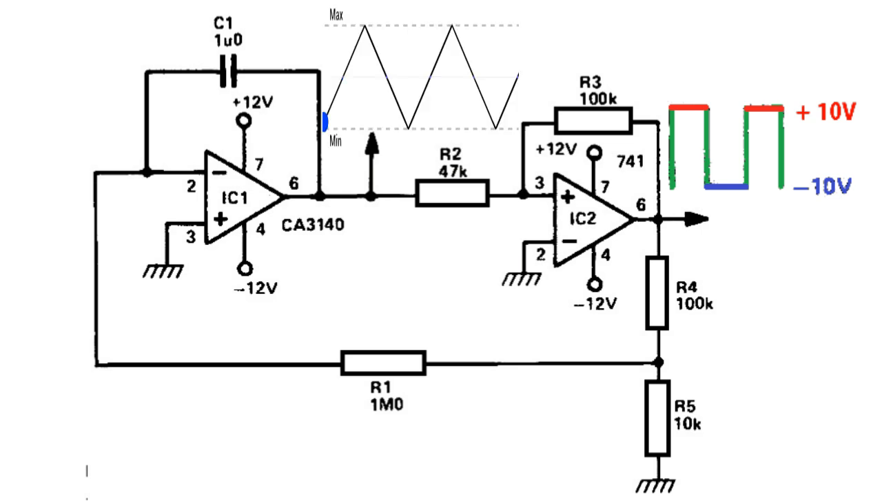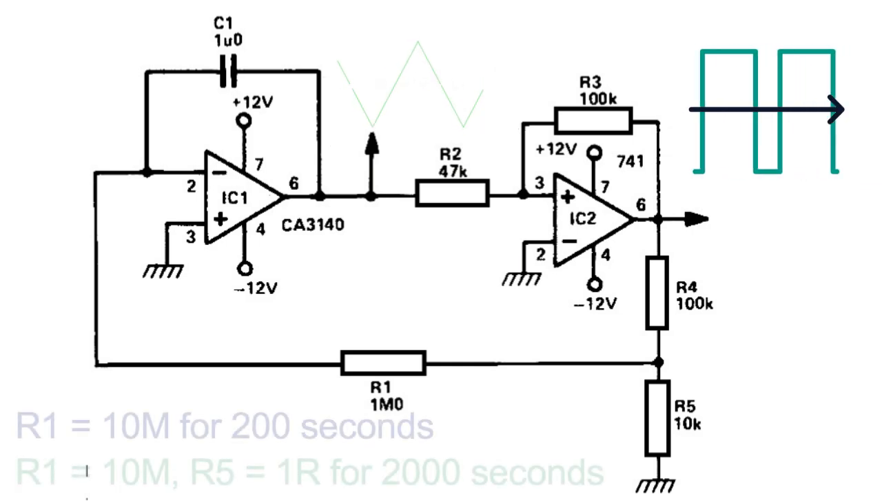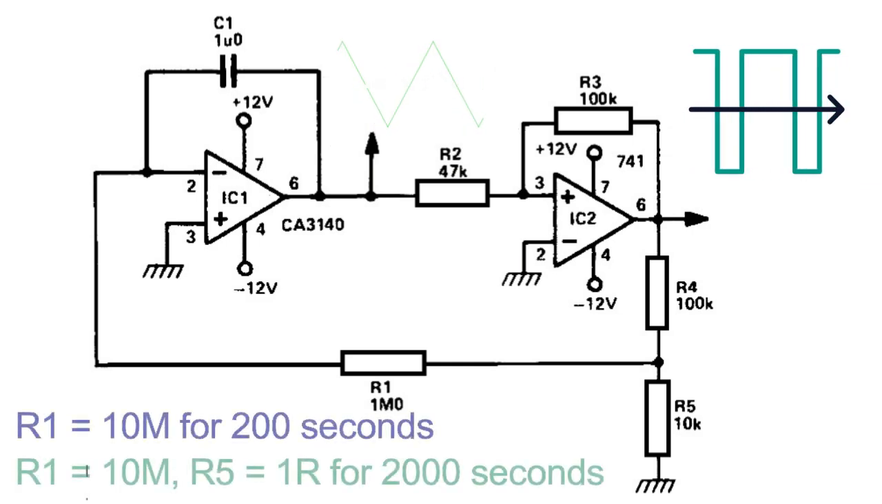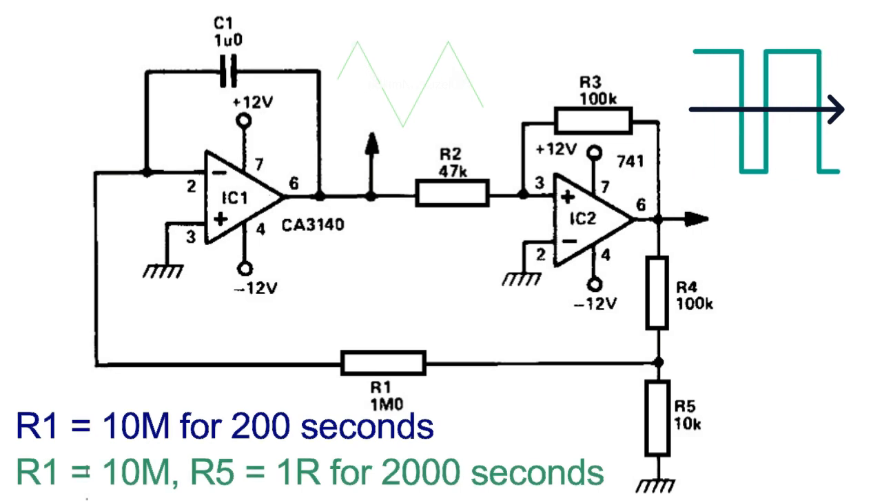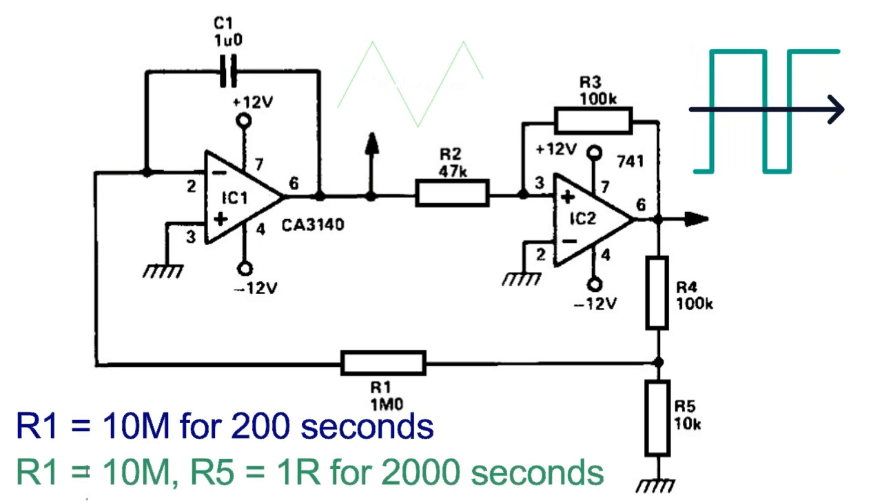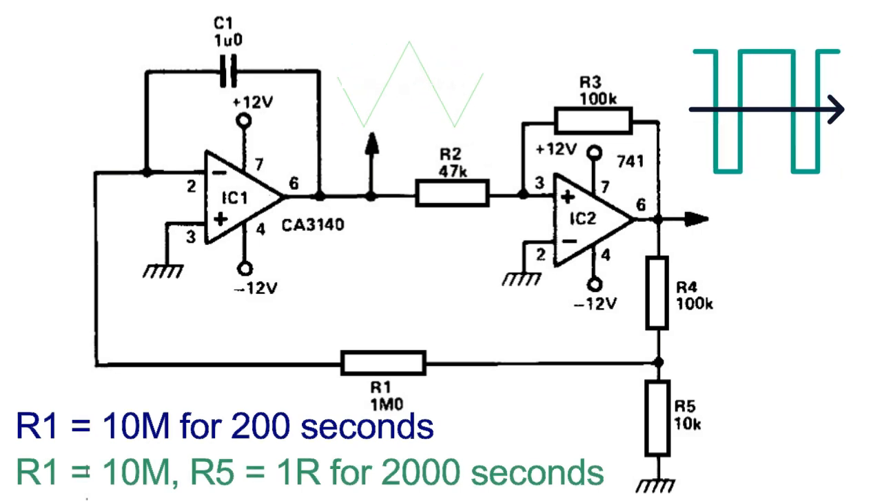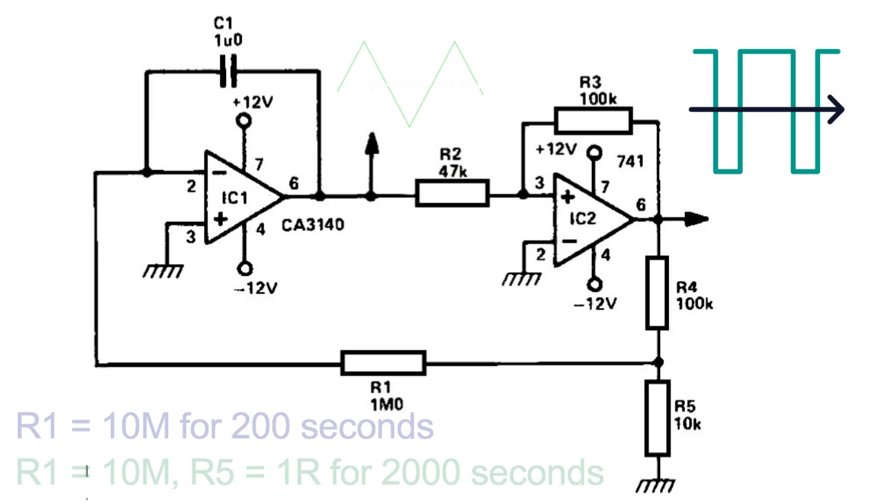A square wave, 10V, and a triangle, 5V, are generated by the circuit. The time interval is 20 seconds using the parts indicated. Set R1 equals 10 megaohm for 200 seconds, and R1 equals 10 megaohm, R5 equals 1 ohm for 2000 seconds.